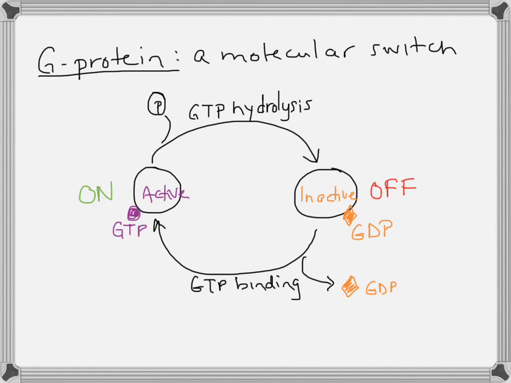However, in the conversion from the inactive to the active state, an exchange reaction will occur. In this case, the GDP will be released from the G protein, and a GTP will come in to replace it and will bind to the G protein. So there is a GTP-GDP exchange that occurs, and when GTP binding takes place, that will activate the G protein. And then the G protein can go on and perform its signaling.